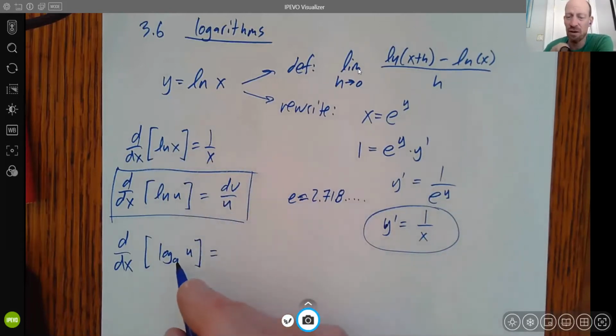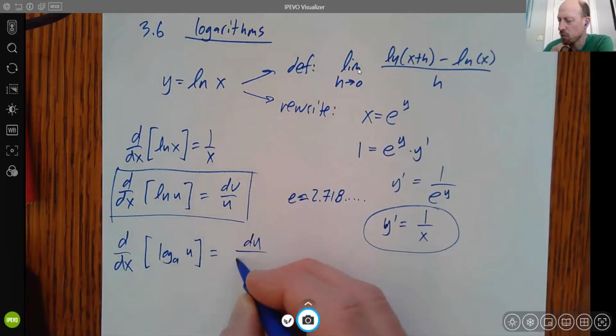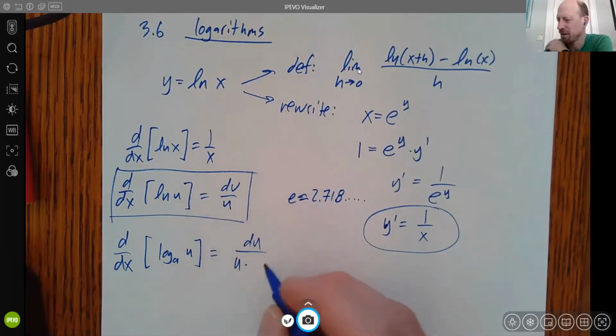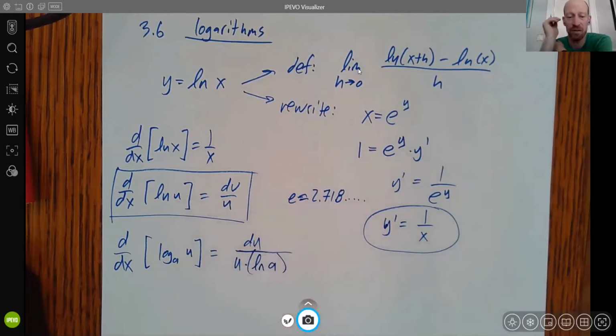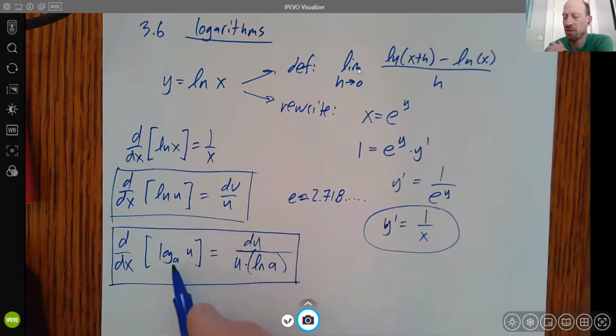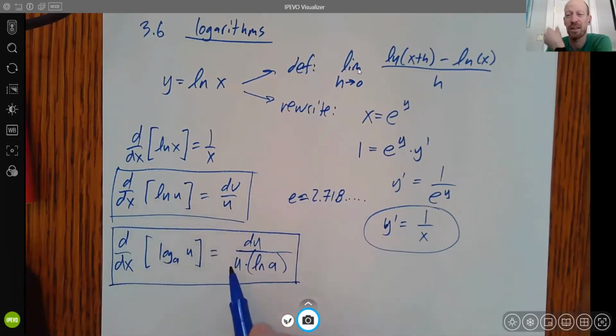But you can also take derivatives of logarithms that don't have the base E. It turns out it's going to be almost the same, du over u, but because the base isn't e, we have what I call a correcting factor. We've got to multiply by the natural log of the base, a. This formula is maybe the best one to know if you had to know just one, because it works even if the base is e, since the natural log of e is 1. So it applies to this situation, but also to all of our other logarithms too, log base 2, log base 7, or anything like that.